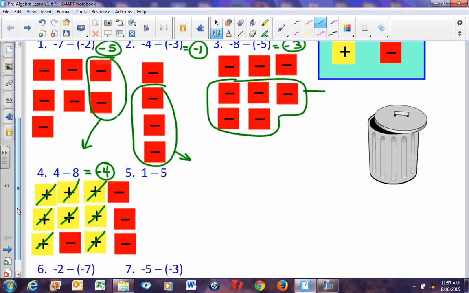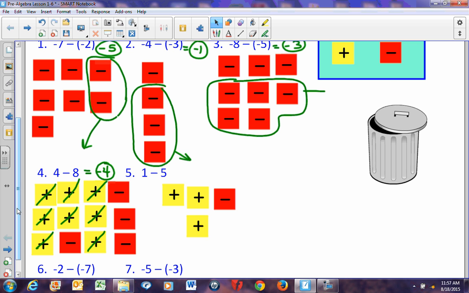Let's take a look at problem number 5. It says 1 minus 5. So I have 1 positive tile. And I'm supposed to take away 5 positive tiles from that. I can't take 5 positive tiles away because there's not 5 positive tiles there. So what I have to do is I have to add 0 pairs. Here's adding 1 0 pair. Here's adding a second 0 pair. Here's adding a third 0 pair. Here's adding a fourth 0 pair. And here's adding a fifth 0 pair.